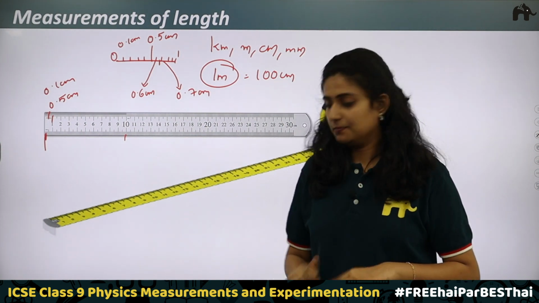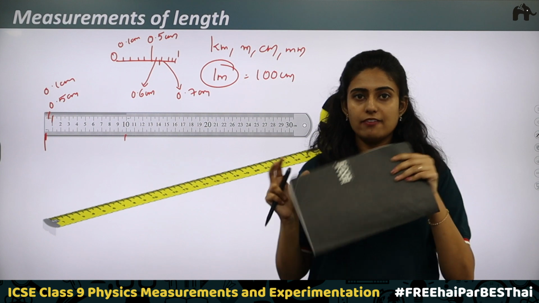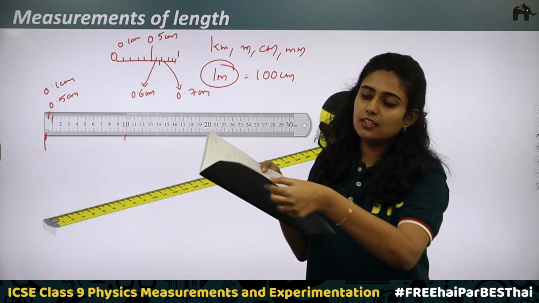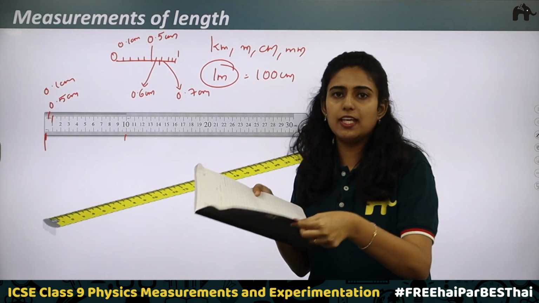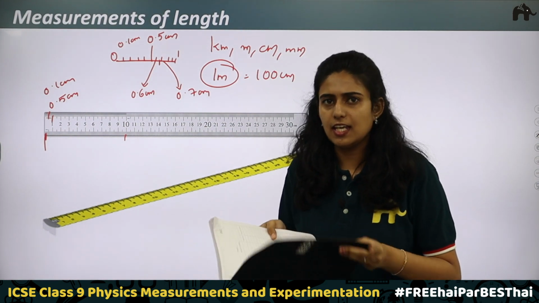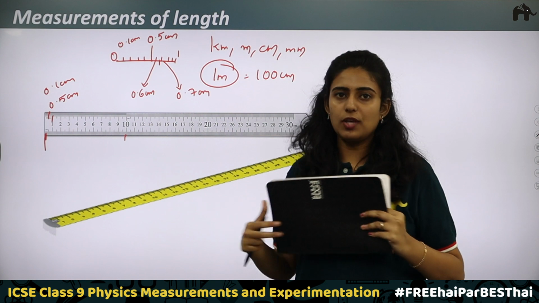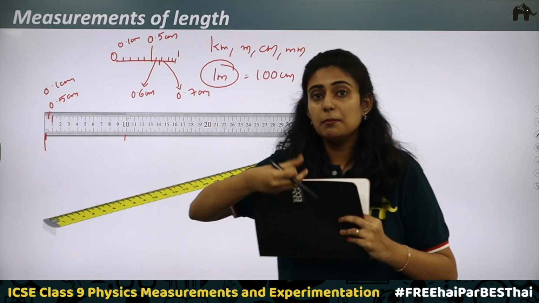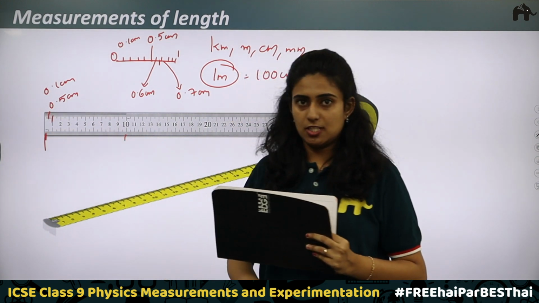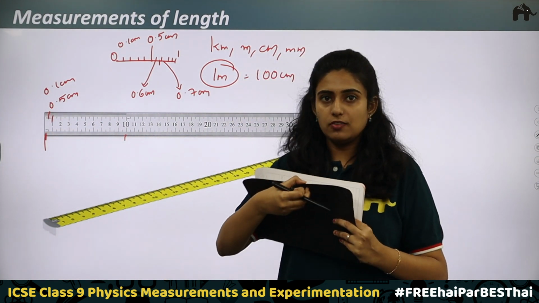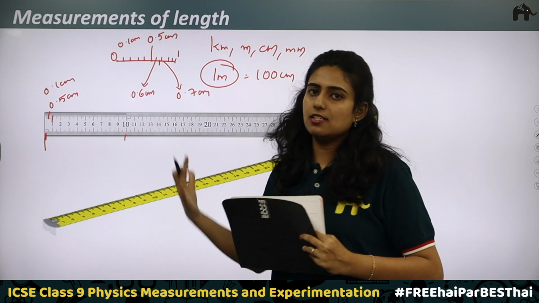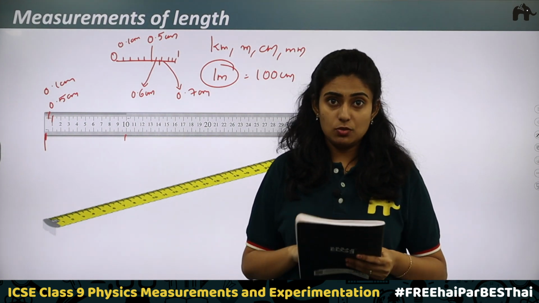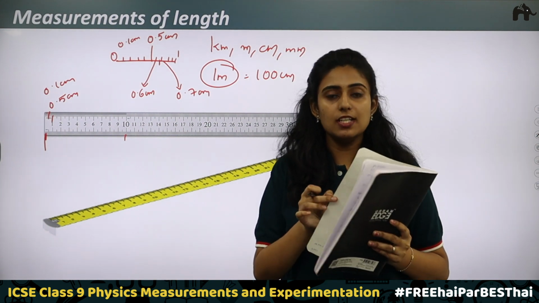For example, I have this book. I need to measure the thickness of the cardboard that is being used to make the book. In this case, do you think the meter scale is going to help me? No, right? You can see that this thickness will be below 0.1 centimeter. When it is below 0.1 centimeter, you cannot use the meter scale to measure. So, we'll see what device can be used to measure the thickness of the cardboard.